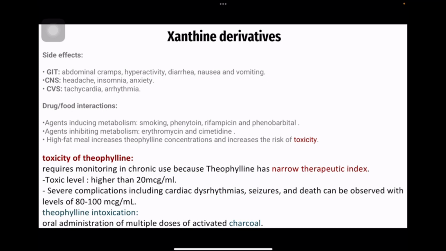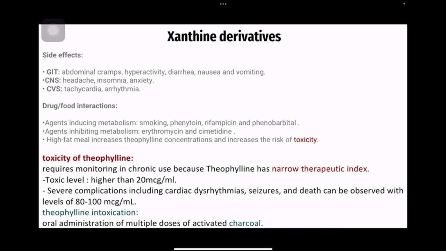Drug-food interactions: induction of metabolism with smoking, rifampicin, and phenobarbital. So we increase the metabolism of the drug, leading to decreased concentration of the drug in the blood, so the effect of these drugs decreases. While inhibition of metabolism occurs with erythromycin and cimetidine. A high-fat meal increases theophylline concentration, so it increases the risk of toxicity.